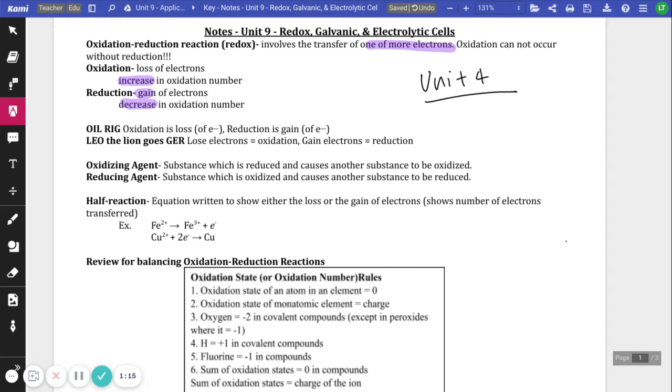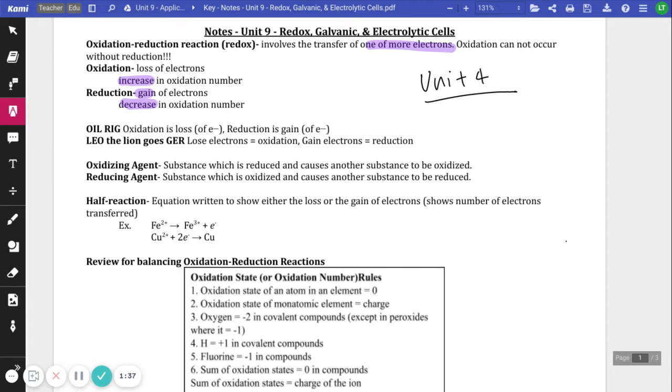We told you guys 2 ways to remember which one is which. OIL RIG stands for oxidation is loss, reduction is gain. Or Leo the lion says GER: lose electrons equals oxidation, gain electrons equals reduction. So those are just ways to remember that in oxidation, you lose electrons, and in reduction, you gain electrons.